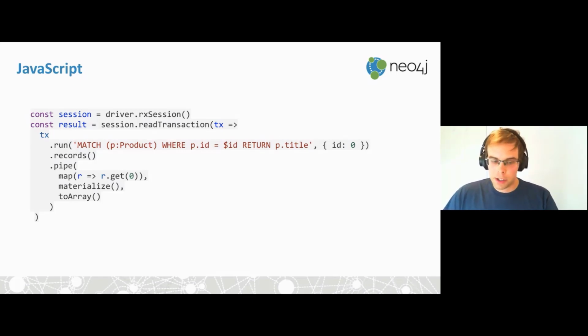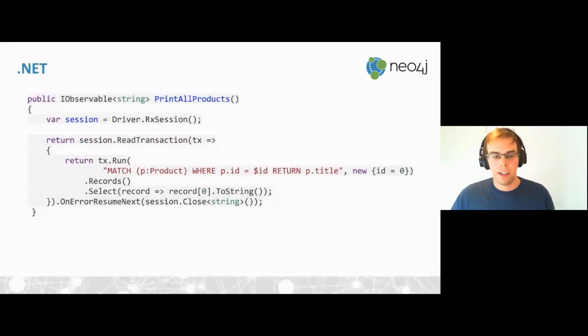And then this pipe construct allows us to build a chain of processes together. So here we are mapping or extracting the part of the result that we're interested in, which is in this case only one thing, the title. And then we can do this materialize method, which is wrapping the emitted data into a generic kind of tuple of error and completed. And then toArray, we're just collecting all the results into a single element, which is also an observable. Okay, so that's JavaScript.